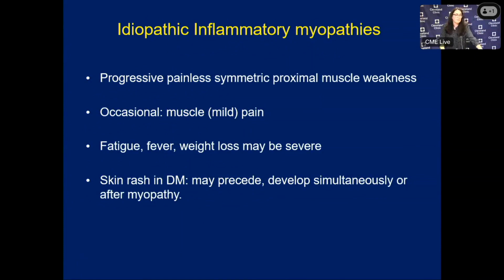These are progressive, usually painless, very symmetrical proximal muscle weakness that in the majority of cases slowly progresses. Occasionally, patients may complain of muscle pain, but this is usually very mild, and sometimes the pain is more localized to the joints. Typically, patients present with fatigue, fever, weight loss that can be quite severe and sometimes suggestive of a malignancy. The skin rash in dermatomyositis may precede, may develop at the same time, or after the presence of myopathy. And some patients might not have any myopathy and have dermatomyositis with skin involvement only.